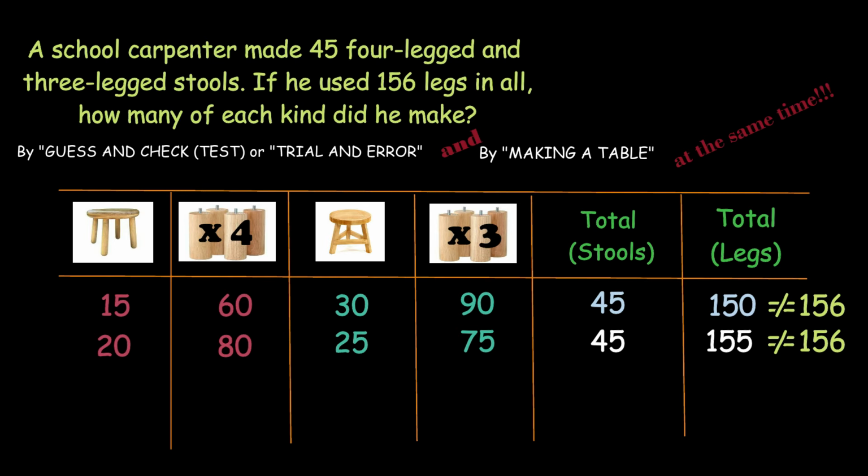Four-legged stools, let us have 22. So 22 times 4, that will give us, of course, 88, which means 88 legs were used for the 22 four-legged stools. And then for the three-legged stools, we have 23. So 23 times 3, that is equivalent to 69. That means 69 legs were used for the 23 three-legged stools. Total number of stools, of course, 45, that's 22 plus 23. Total number of legs, 88 plus 69, that's 157, which is obviously again not equivalent to 156. And let us have our final guess.